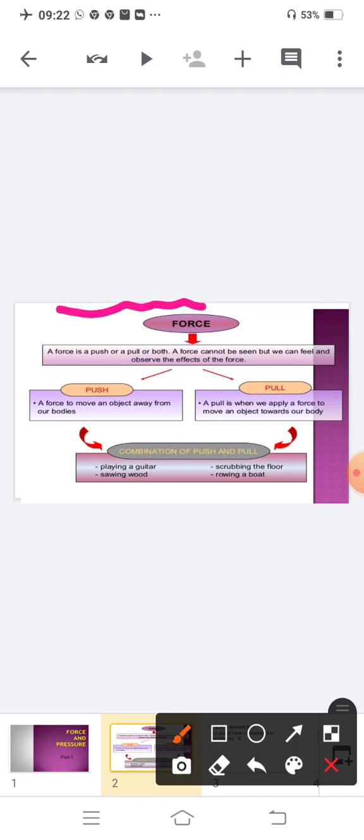We can't see the force, but we can observe, feel, and see the result. So in simple language we can say that force is a push or a pull acting on a body which changes its state of rest or motion.